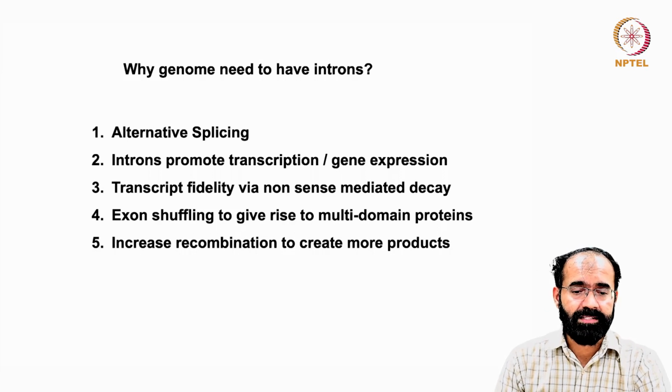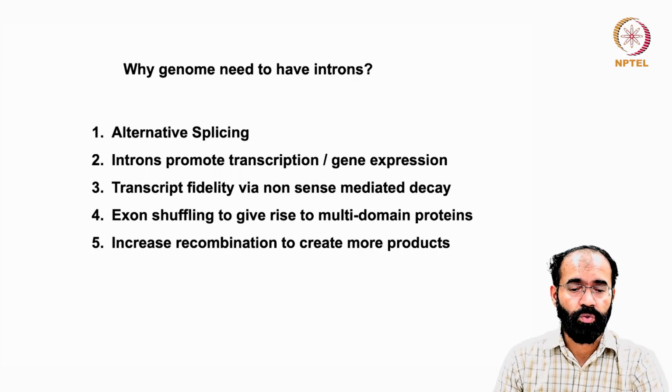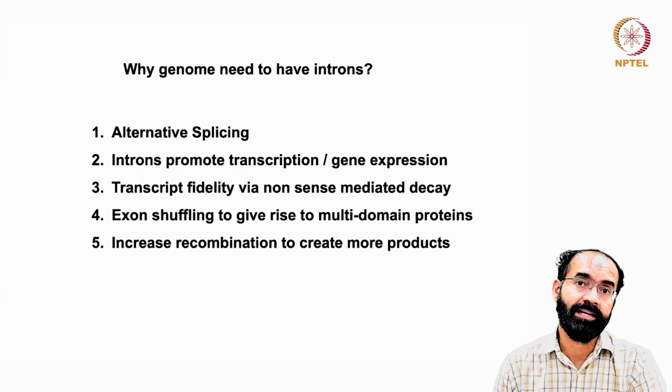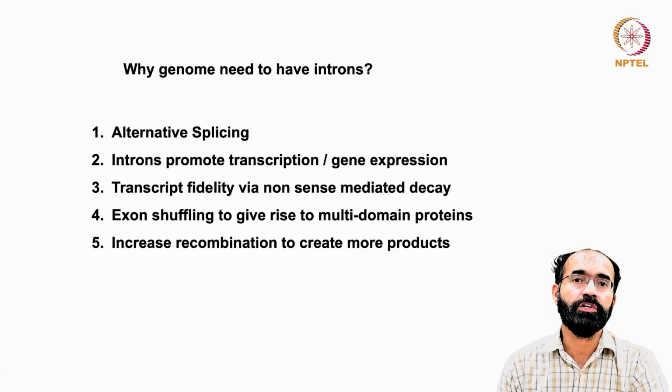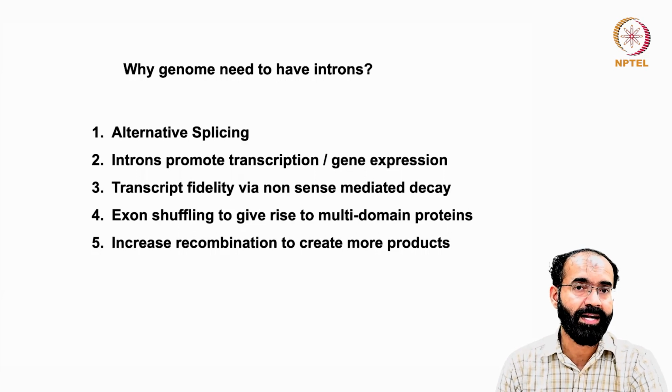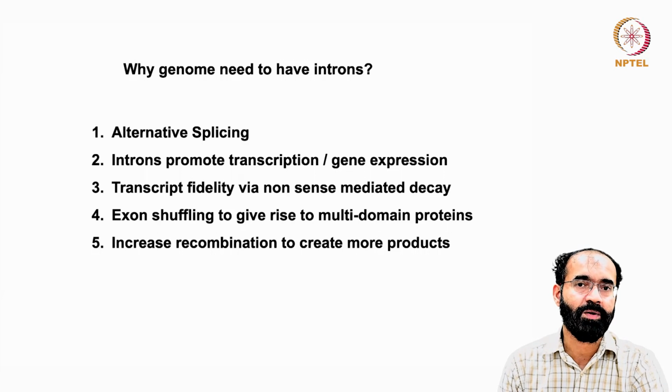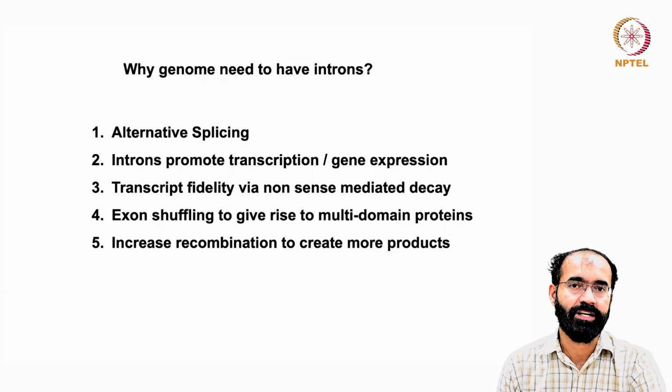First thing is, if you have introns, you can do alternative splicing. That means if only one exon is there, how are you going to make multiple pieces out of it? Because one gene, if it is put into 10 pieces, you can make use of piece number 1, piece number 2 and piece number 6, and one product came.